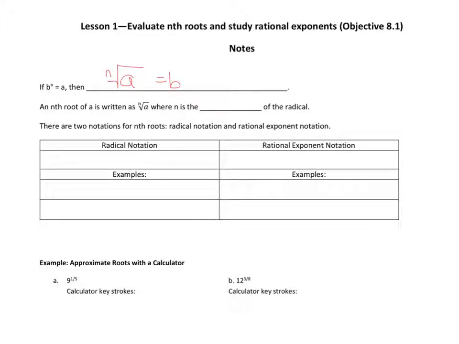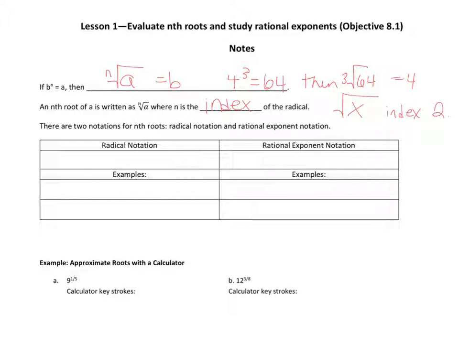So basically what I mean is if 4 cubed is 64, then the cube root of 64 is 4. An nth root of a is written with the little letter on the outside. That little letter on the outside is called the index, and you'll hear that referred to a lot. Square roots, we don't write the index. The index would be 2. That's the only one that we don't write it.